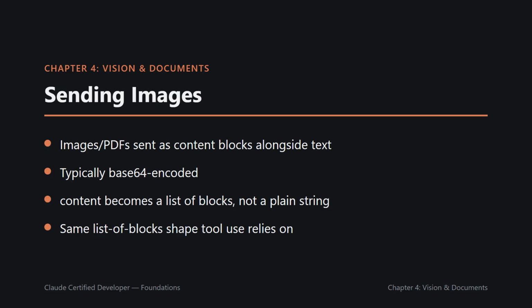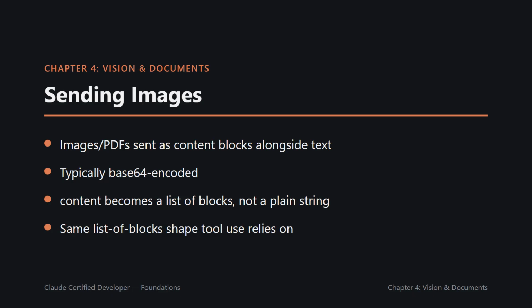Claude's Messages API accepts more than text. Image and PDF content blocks let you build features that read receipts, analyze screenshots, or process scanned contracts. Images are passed as content blocks alongside text, typically base64 encoded. Note that the content field becomes a list of blocks rather than a plain string.